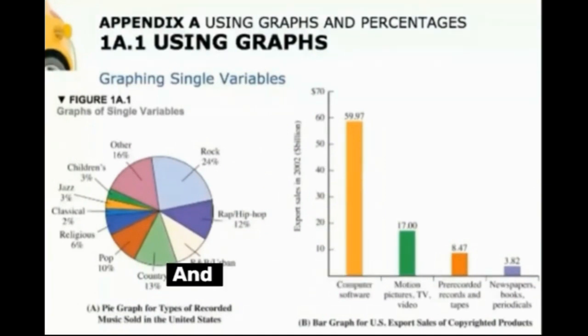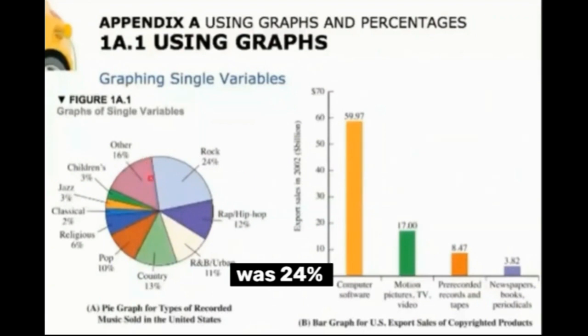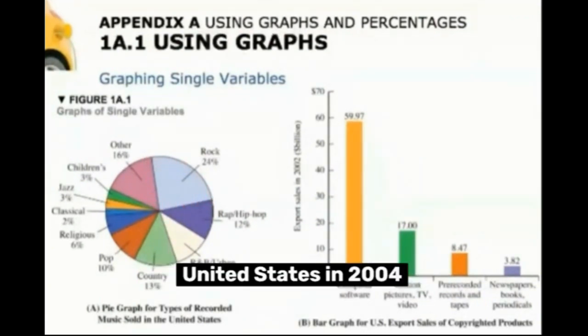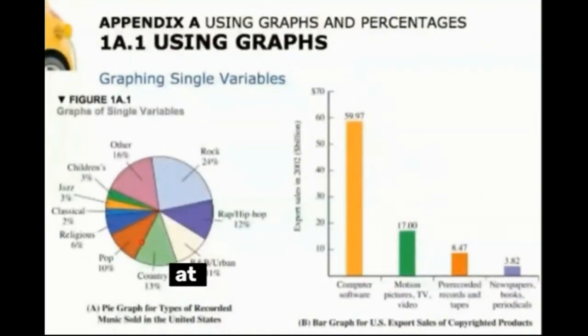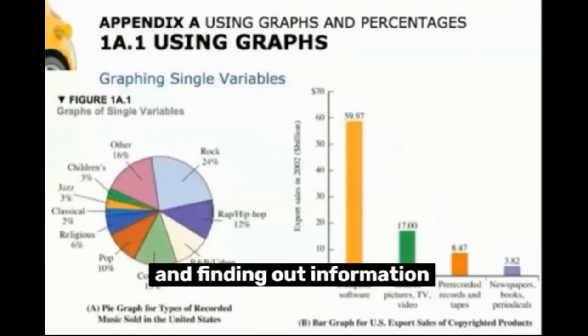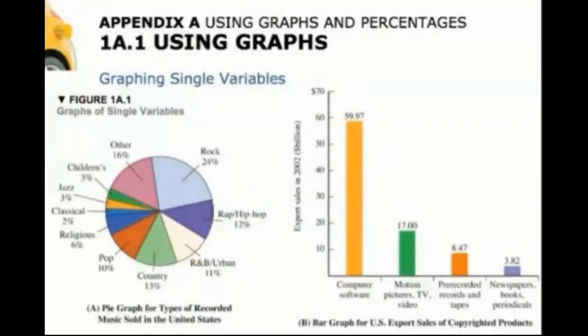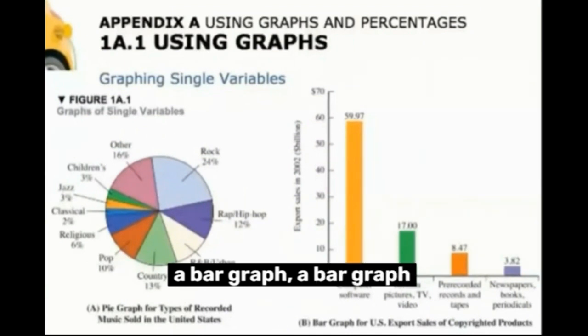So it could be rock and roll, rap or hip hop, and in this pie chart, we can see that rock and roll was 24% of recorded music sold in the United States in 2004. Country was 13%. And so one way of looking at a single variable and finding out information about it is from a pie chart. Another way is looking at a bar graph.